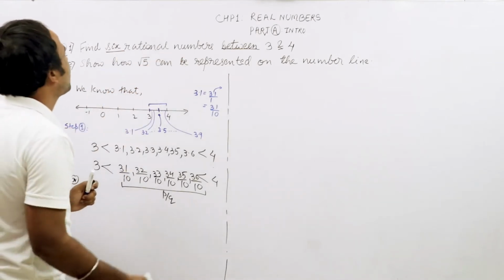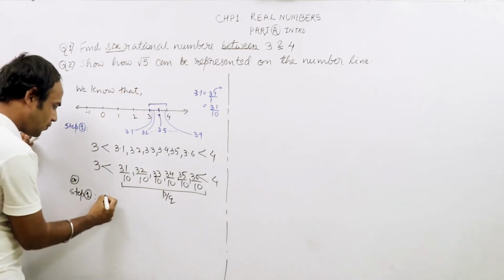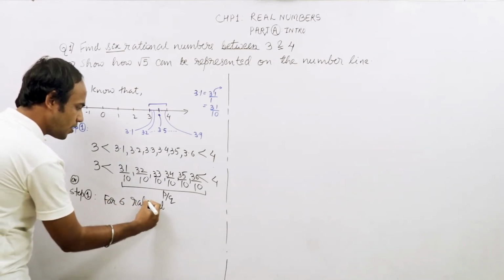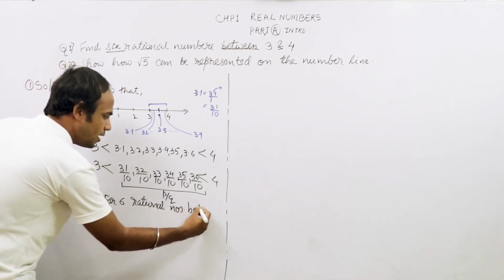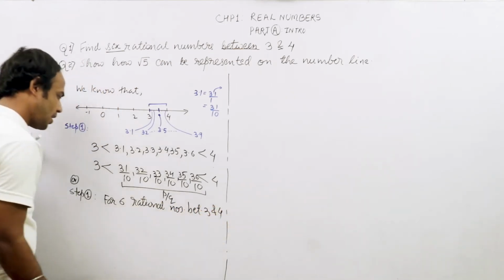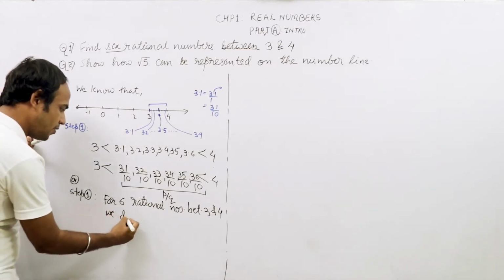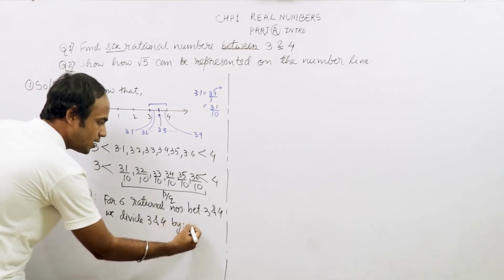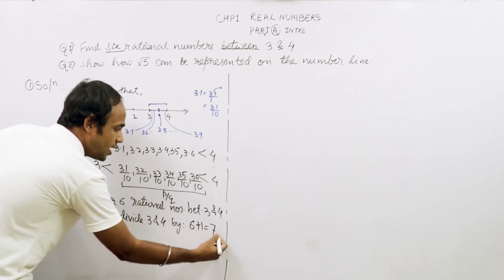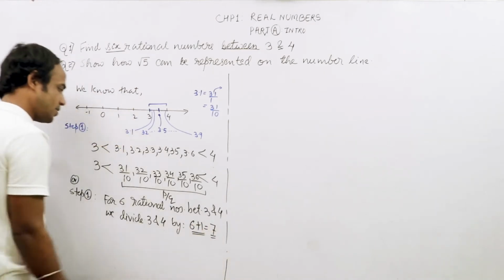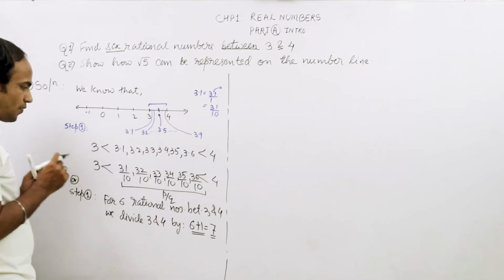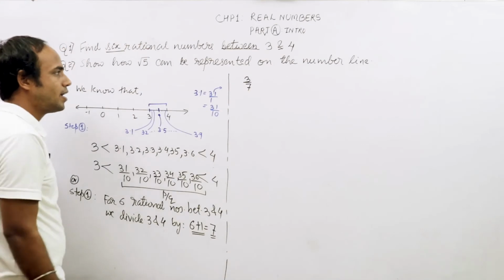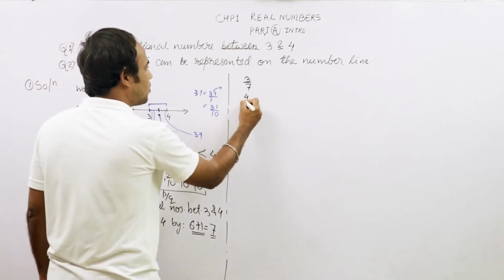So in the second case, if I want to introduce 6 rational numbers between 3 and 4, we divide 3 and 4 by what? 6 rational numbers plus 1, that is 7. Why? Let's check out why. Why 6 plus 1, 7? Why do we divide like this? So here we go. What are we going to do? We divide 3 by 7, right? And we divide 4 by 7.